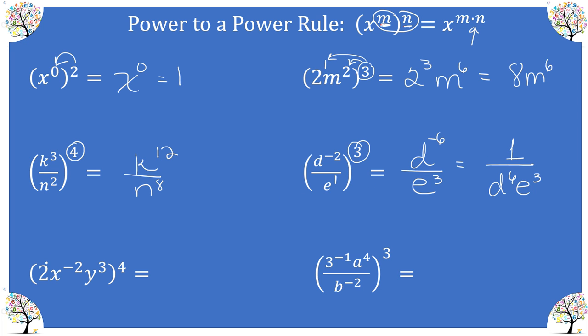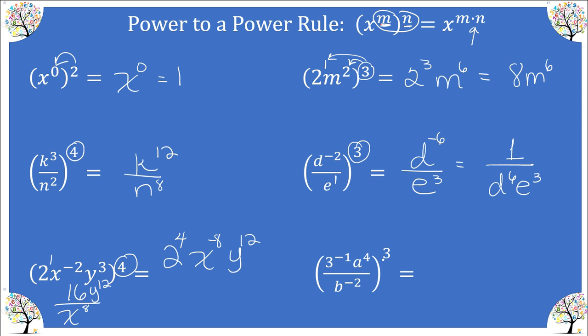On our next example, 2 has an exponent of 1, x to the -2, and y to the third, all raised to the fourth power. So we have a 2, we have an x, and we have a y. When we distribute the 4, we get 4 on the 2, -8 on the x, and 12 on the y. So we need to evaluate 2 to the fourth, which is 16. We need to move x to the -8 to the bottom, making it a +8, and then y to the 12th stays in the numerator.